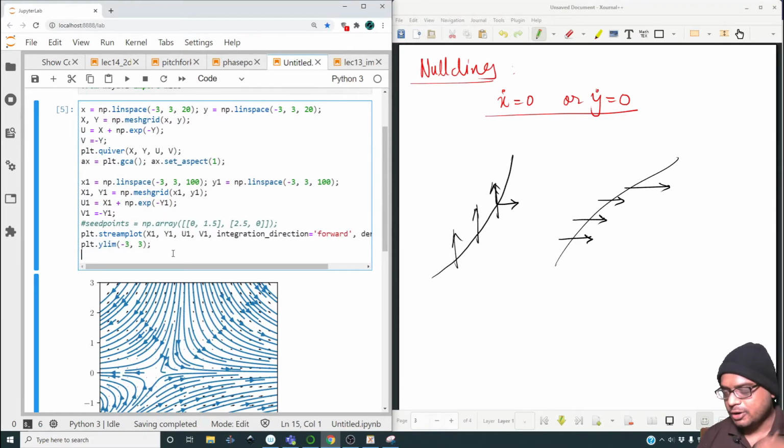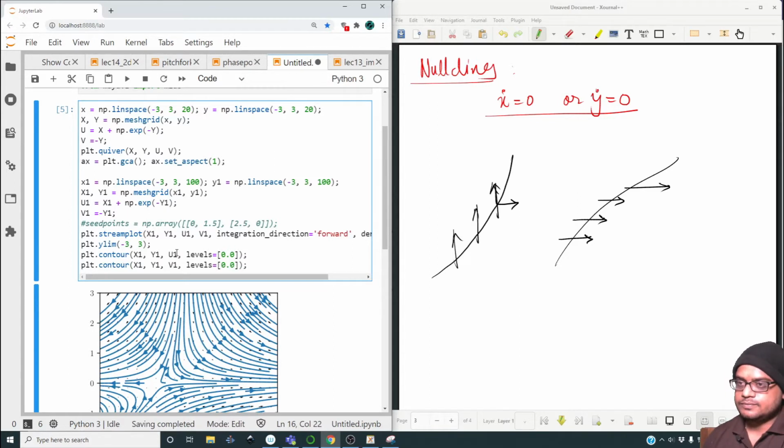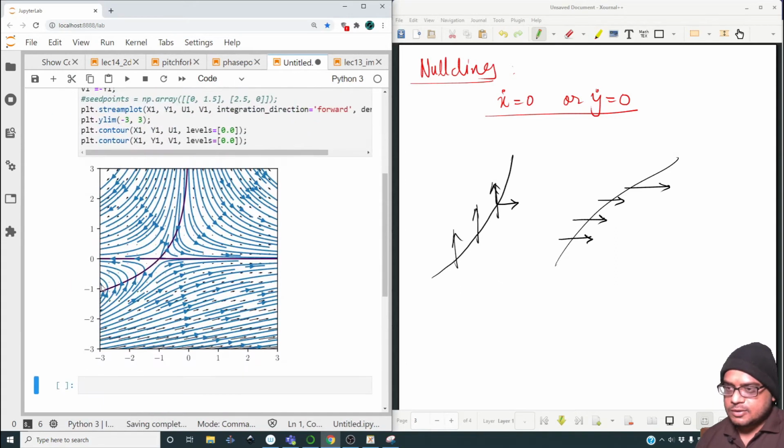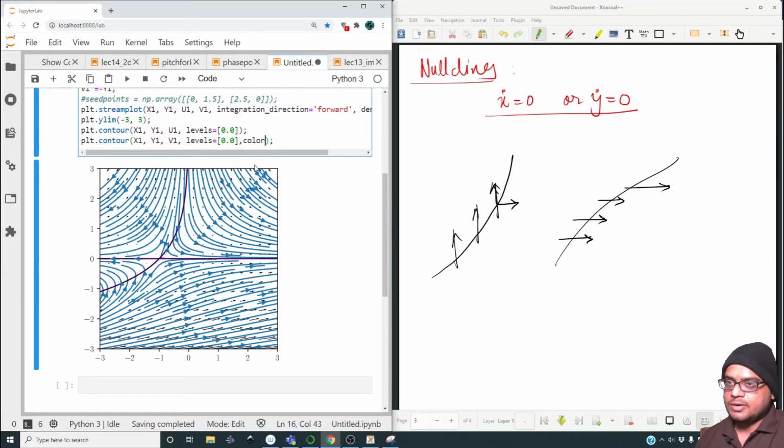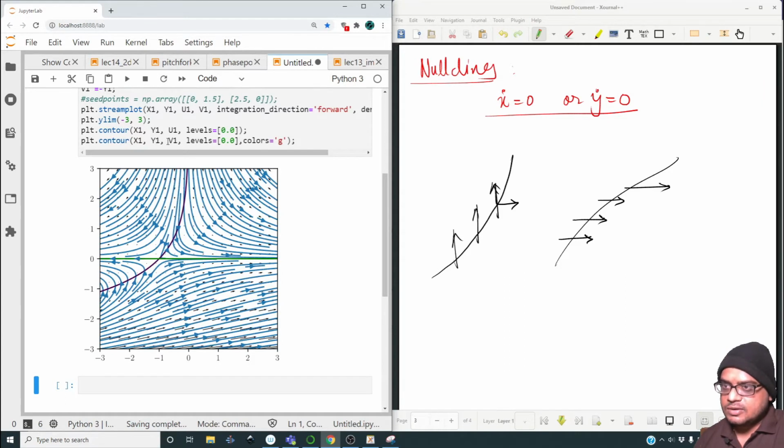Okay, it's quite easy to actually plot because we have all the x and y's. So we simply need to plot plt.contour(x1, y1, u1, levels=[0, 0]). So this is the nullcline of x dot equal to 0. Similarly, we want the nullcline of y dot equal to 0. Okay, so let us plot this. Okay, so this is the nullcline of y dot equal to 0. Let me put a different color.